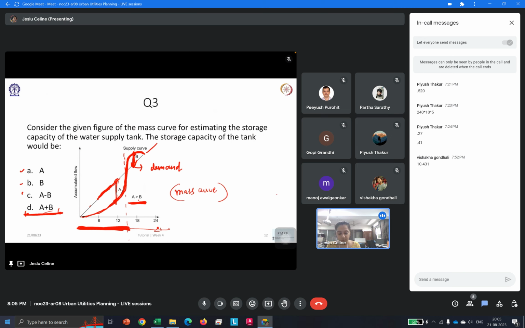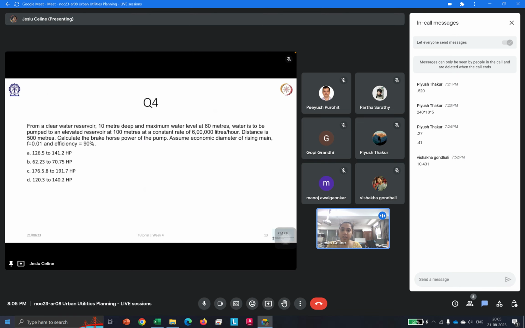So let's proceed on to the next question. This is a very similar question which we worked before, so we'll just do that once more. From a clear water reservoir 10 meters deep and a maximum water level at 60 meters, water is to be pumped to an elevated reservoir at 100 meters at a constant rate.